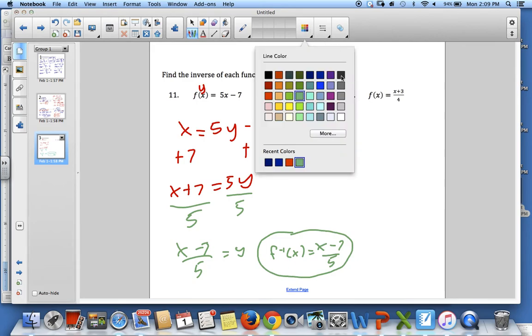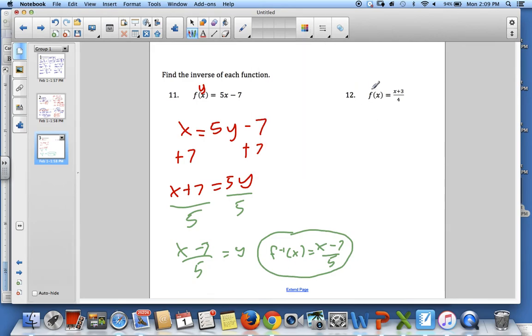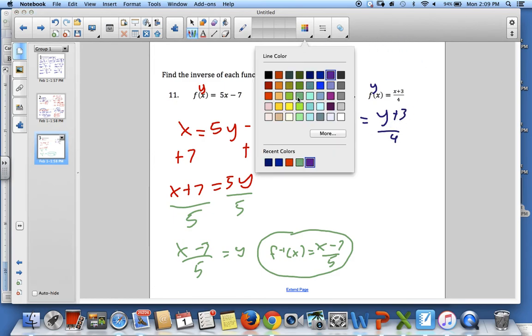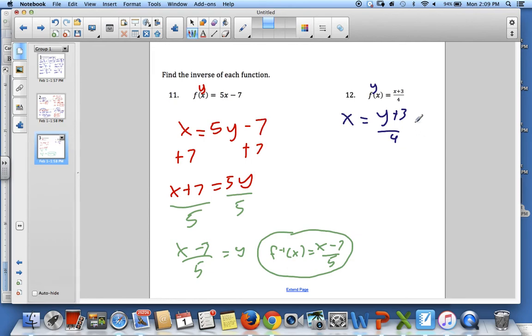The next one, similar. We think of this as a y and then switch the x and y. So I have x equals y plus 3 over 4, to solve for y. My first step is going to be to multiply both sides times 4. So I have 4x equals y plus 3, because these guys cancel. And now I subtract 3 from both sides. And I have 4x minus 3 equals y.